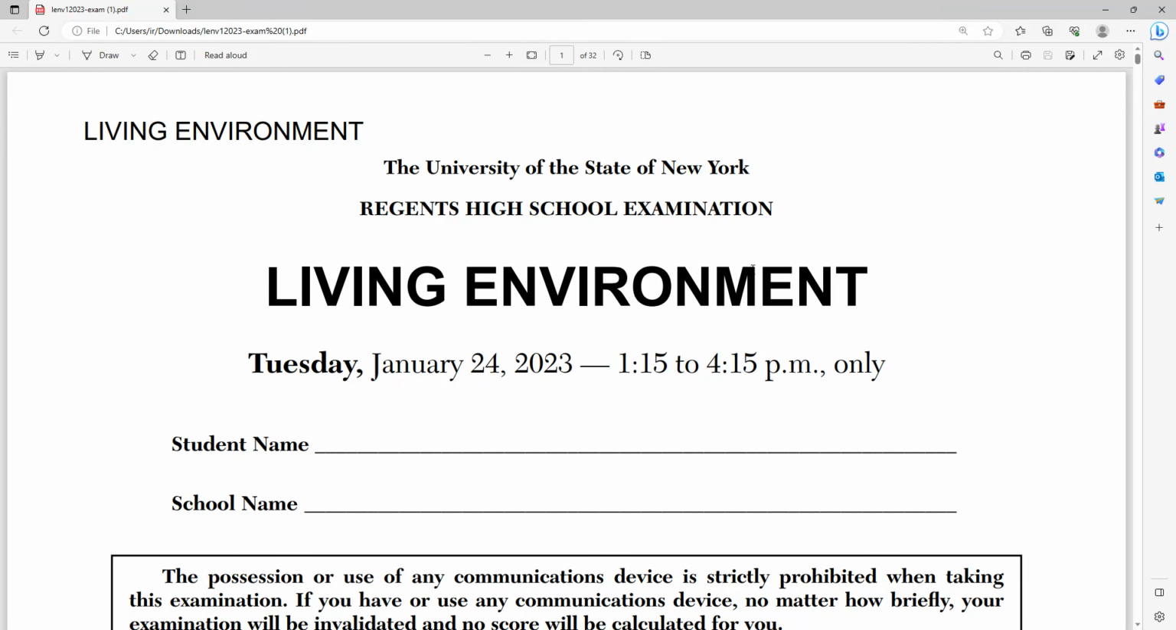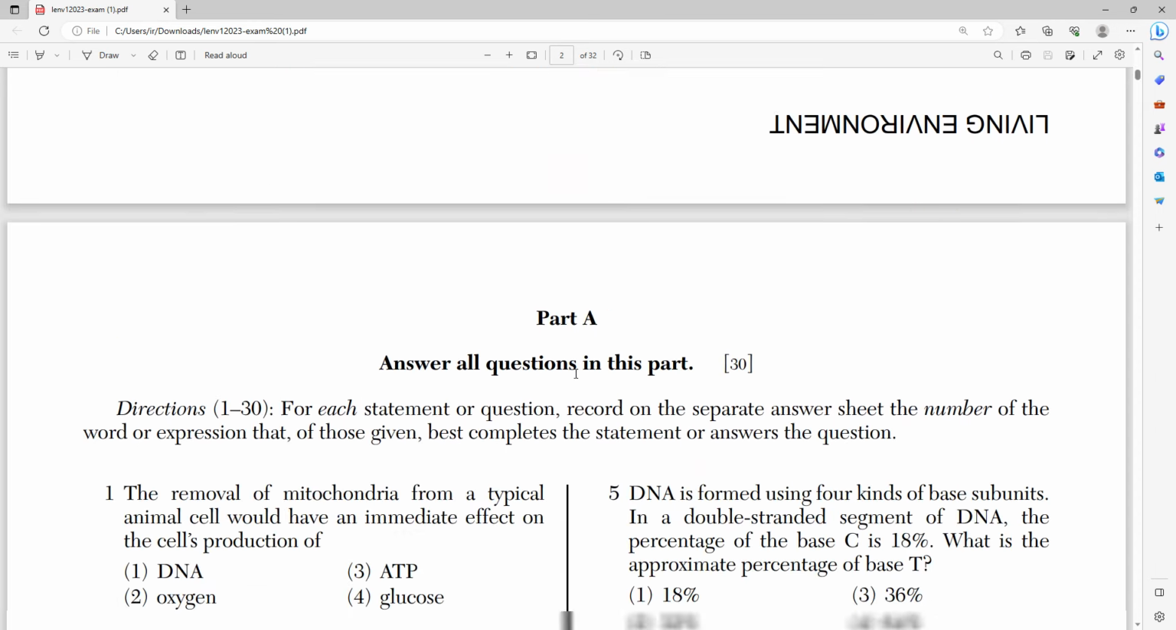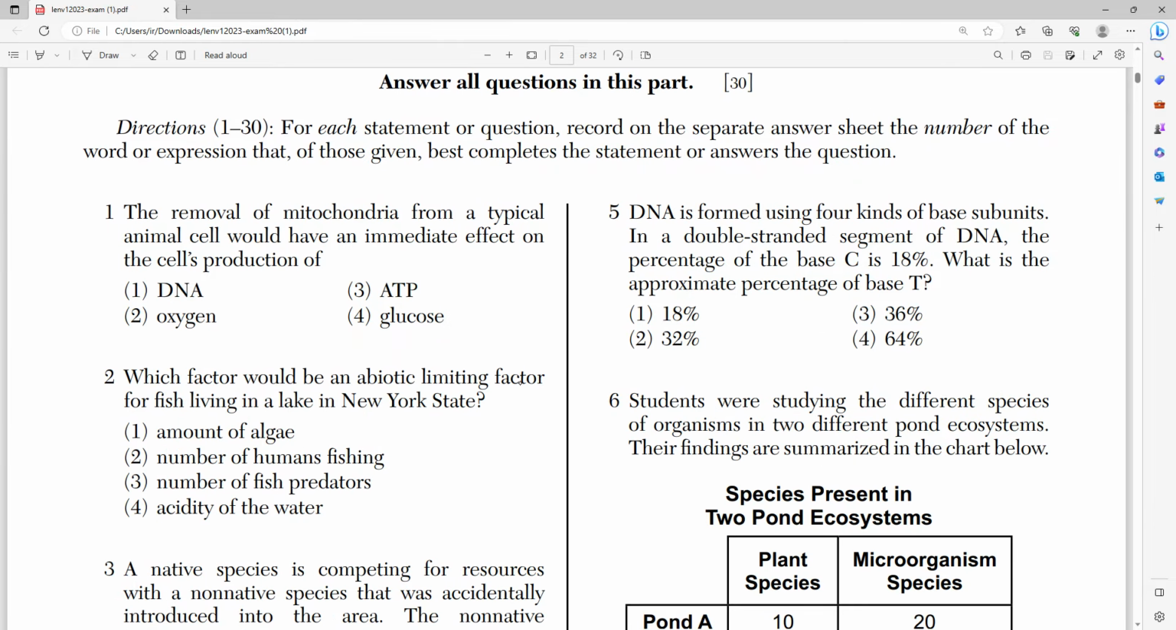Hello everyone, today we're going to be going over the entire multiple choice section of the January 2023 Living Environment Regents exam, starting with question number 1. Number 1 asks us, the removal of the mitochondria from a typical animal cell would have the most immediate effect on the cell's production of what?